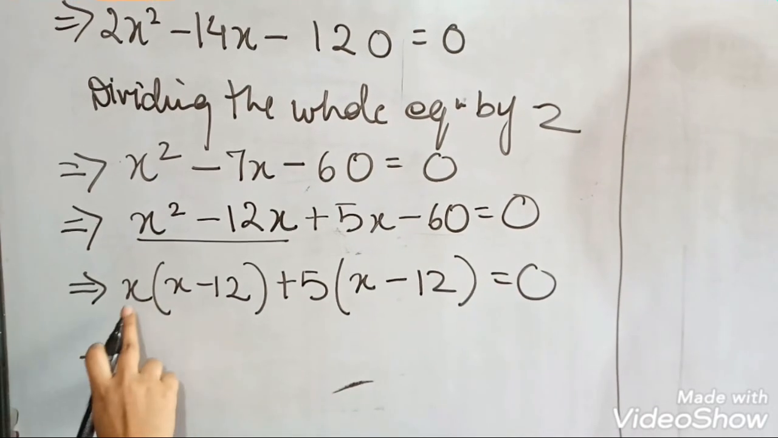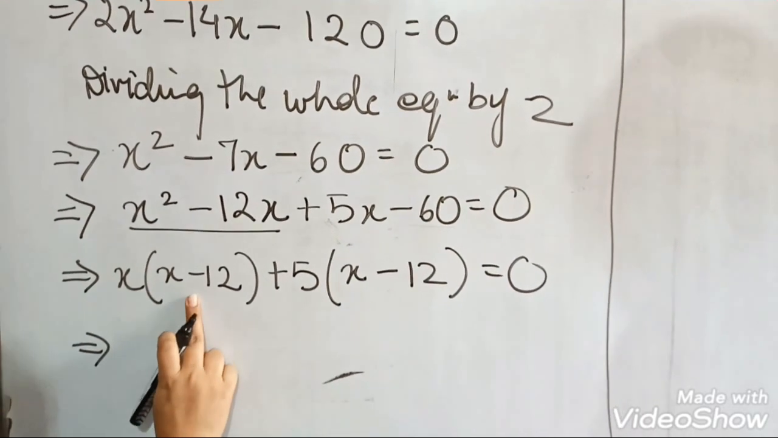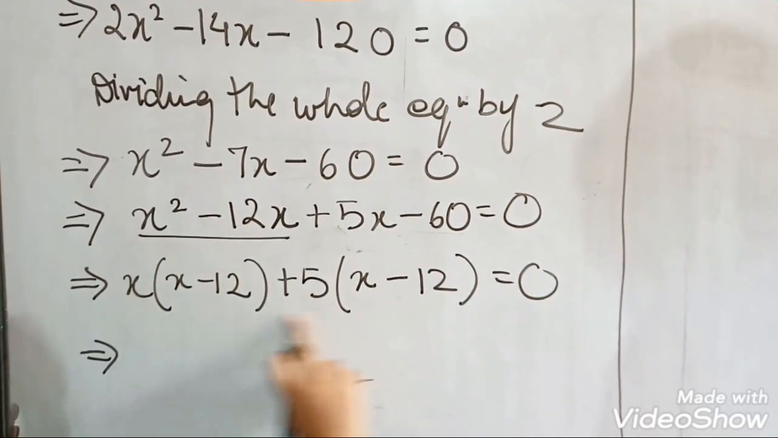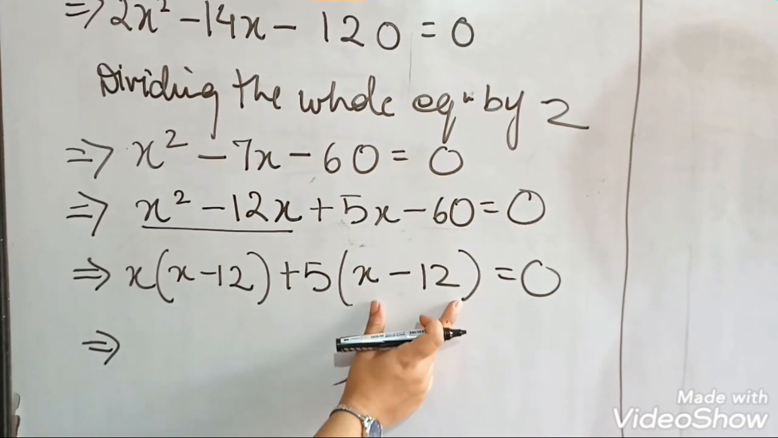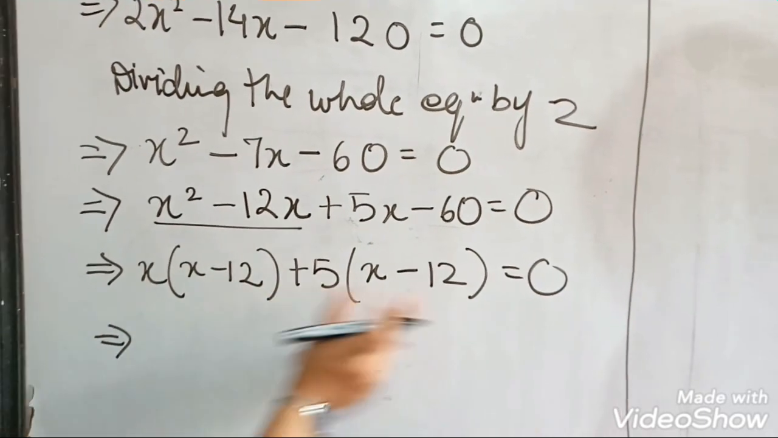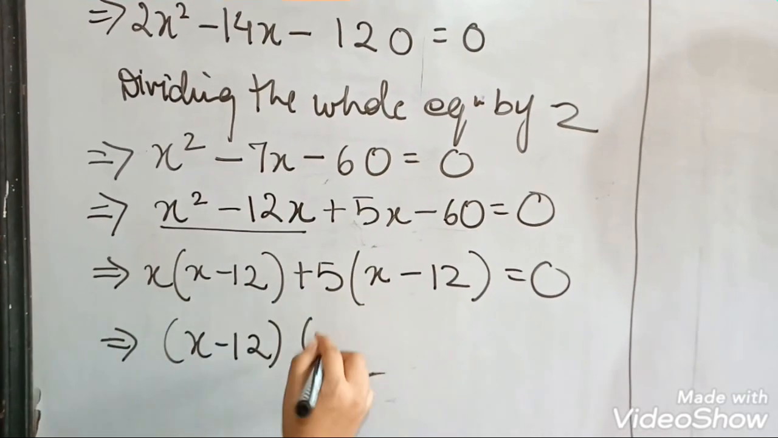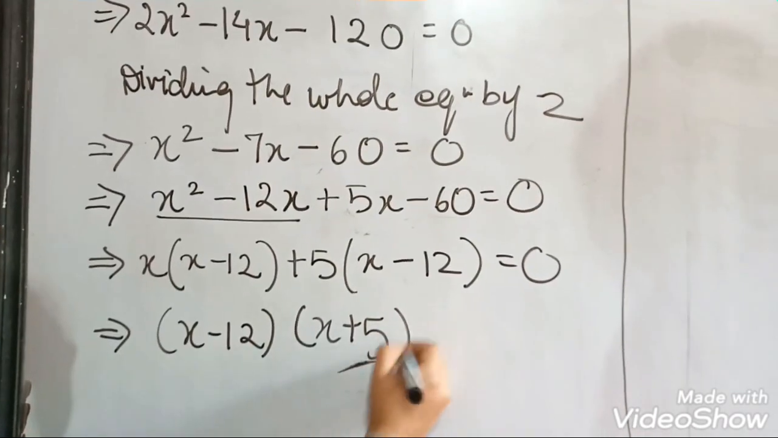Now see this whole equation. This is x multiplied by x minus 12 plus 5 multiplied by x minus 12 equals 0. Throughout this whole equation we have x minus 12 as common. So let us take x minus 12 as common. What are we left with? x plus 5 equals 0.